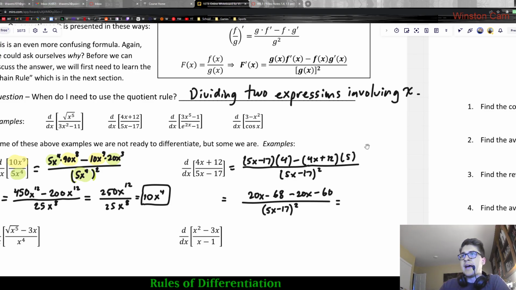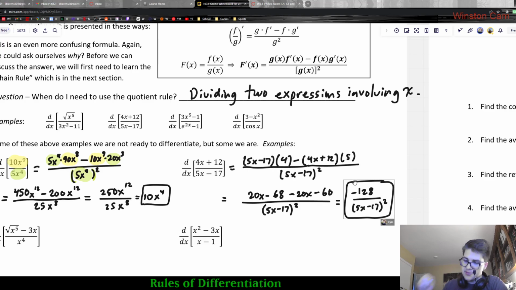And so if we now combine like terms across the top, notice the 20s actually cancel, which is sometimes going to happen with such what are called rational functions when we're dividing polynomials. Not always, but 20 minus 20 is 0. And then 68 minus 60 is negative 128. And the denominator, I would just leave it alone in terms of my final answer. And that's about as simple as I can write that derivative, which again is the derivative of our original function.